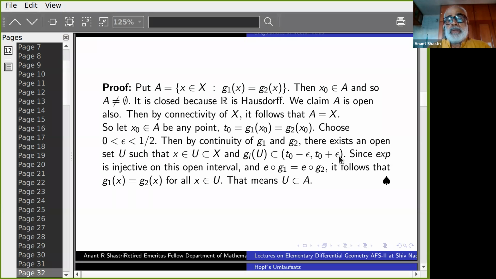So I have started with any point x. There used to be some big confusion: x naught belongs to A is already given, so this is an arbitrary point x. You can take that x belongs to this U, and a neighborhood of that point goes inside this neighborhood. Apply both G1 and G2. Why? Because G of x naught is inside here, that being t naught, and this is an open subset. So by continuity, G1 of U goes there, and G2 of U also goes there.